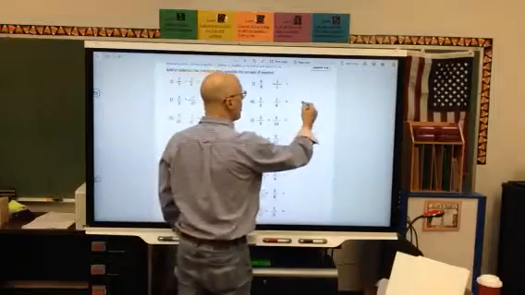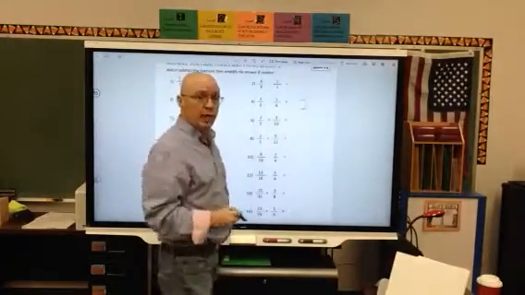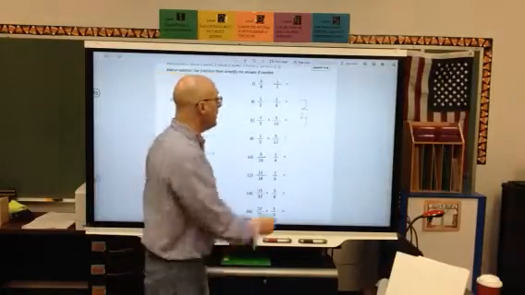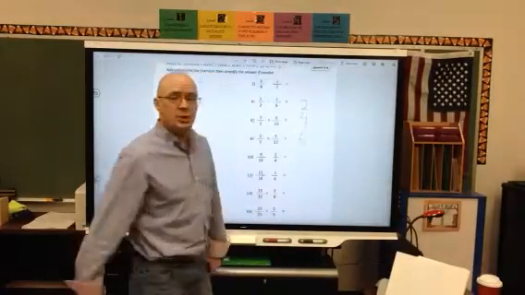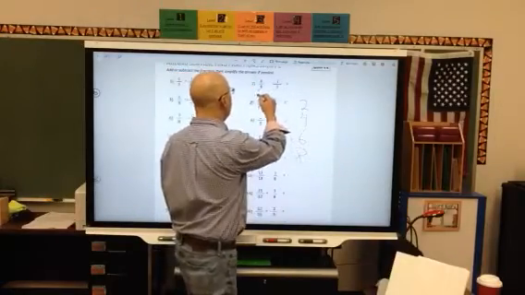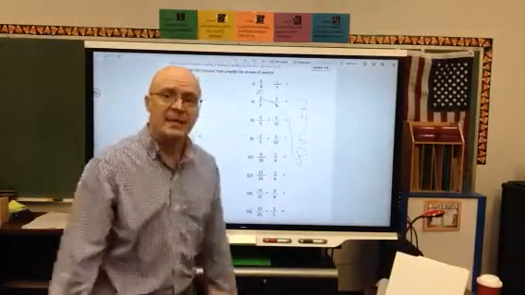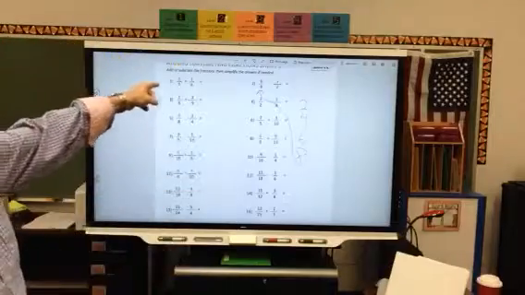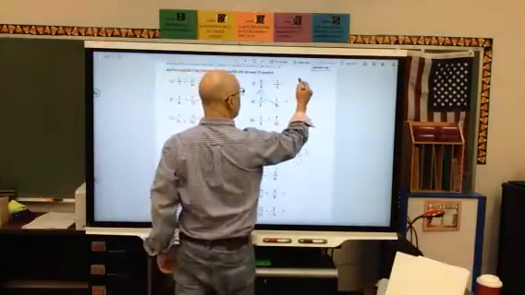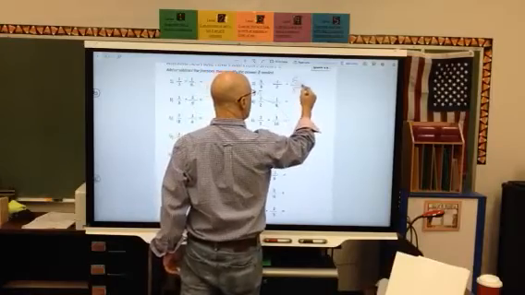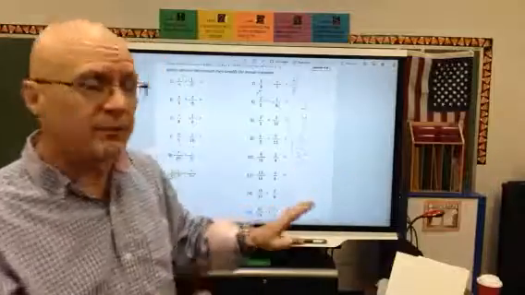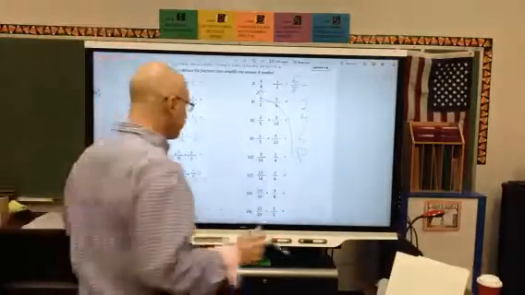2 times 1 is what? 2. 2 times 2, 4. 2 times 3, 6. 2 times 4, 8. That's it right there. So the 6/8 can stay the same because we can make this into an 8. So 6/8 minus, now we've got to write a new fraction, an equivalent fraction for 1/2.